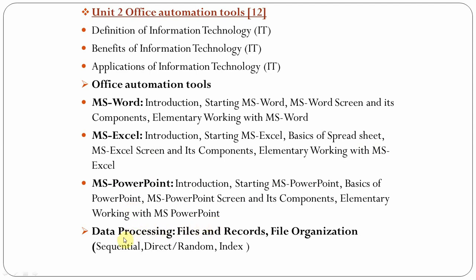Next point is the data processing. In that, file and record, file organization. There are three types of file organization: sequential, direct or random, and index file organization.